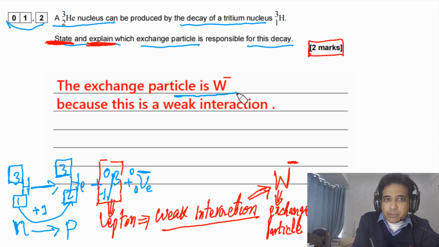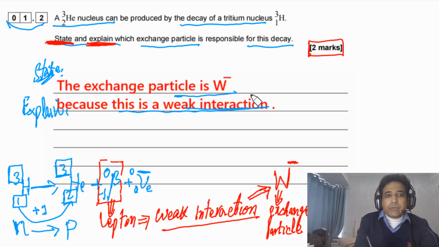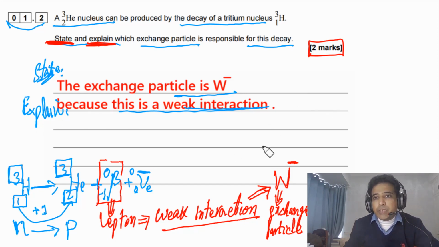Exchange particle is W minus because this is weak interaction. So this is our statement, and this is our explanation. So if you have written these 2 points, you will get 2 marks.